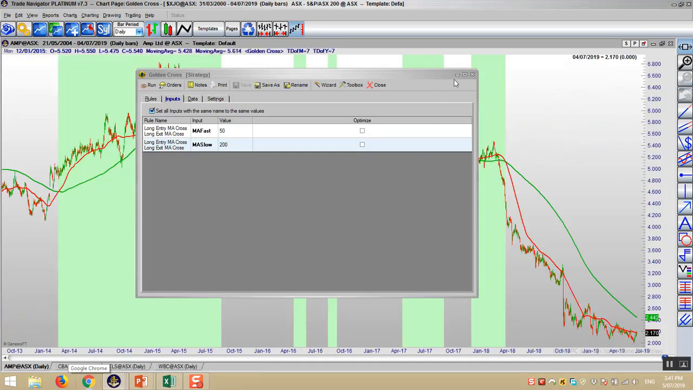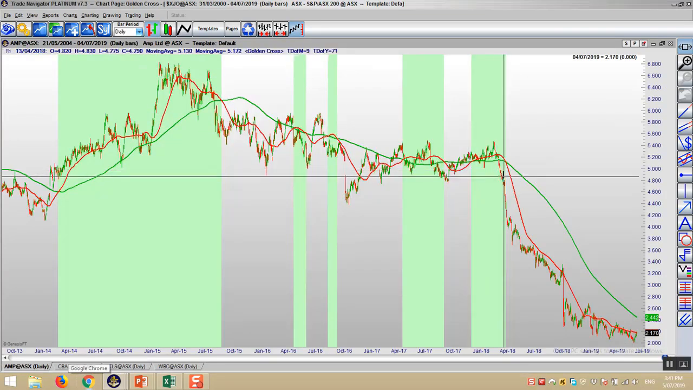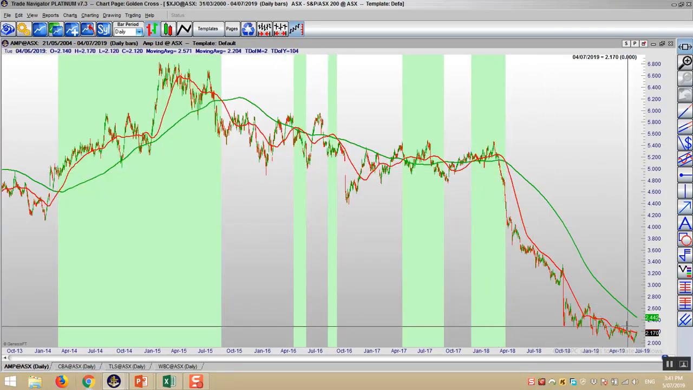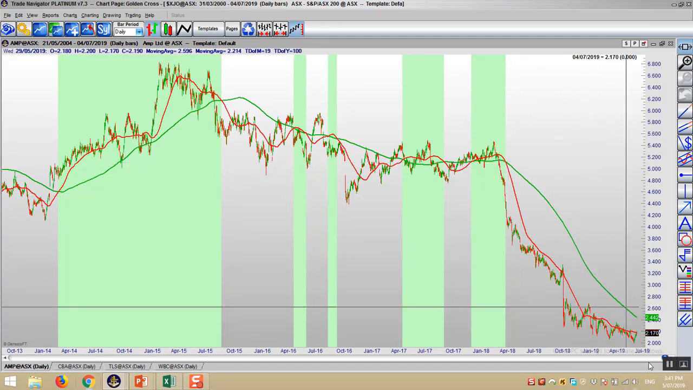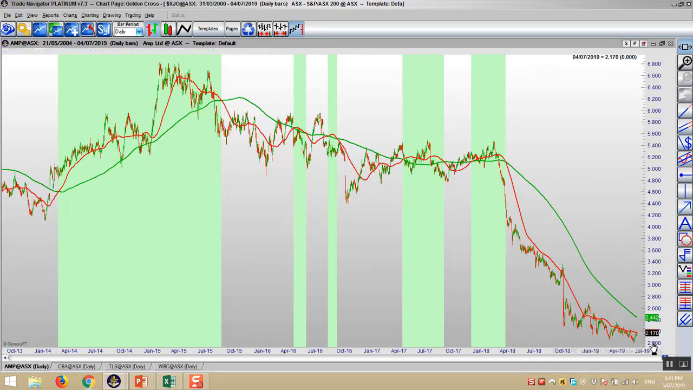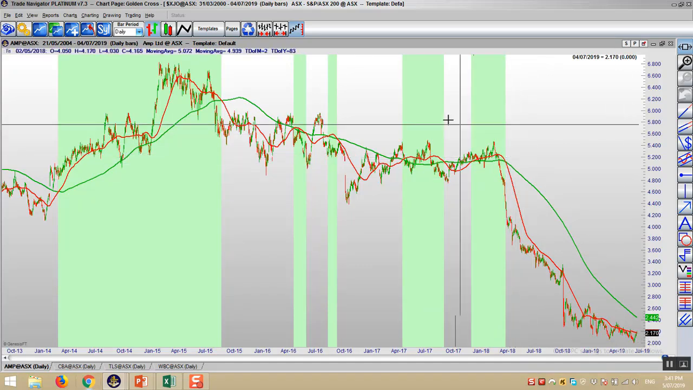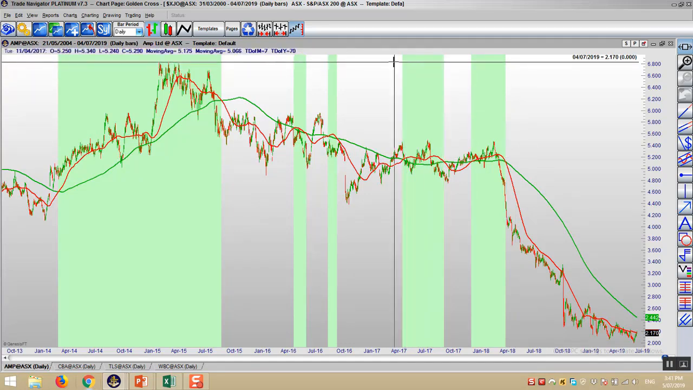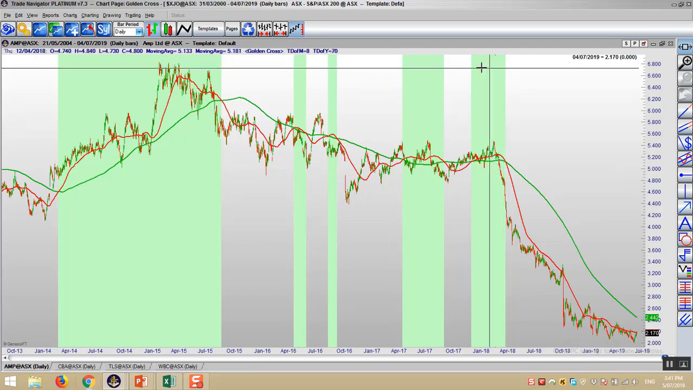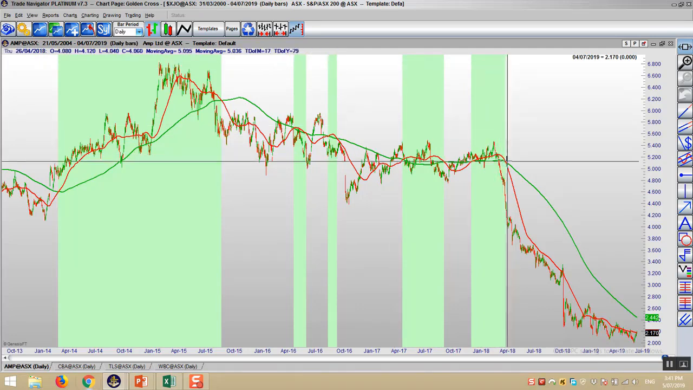Now, to show you some stock examples, let's take a look at AMP, because I know a lot of people have looked at it, and I had people ask, should I buy AMP? Now, the word cheap is very misleading. AMP could get cheaper. This is updated for yesterday's price, $2.17. The green background means that we had the golden cross. Trend is up. Whenever we don't have that background, the opposite has occurred.